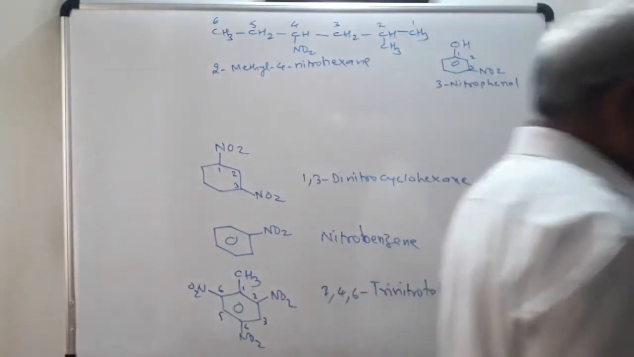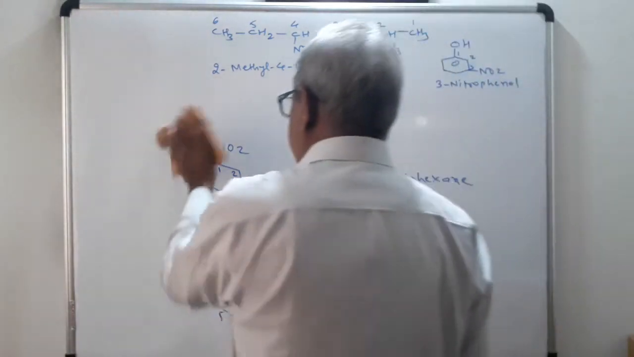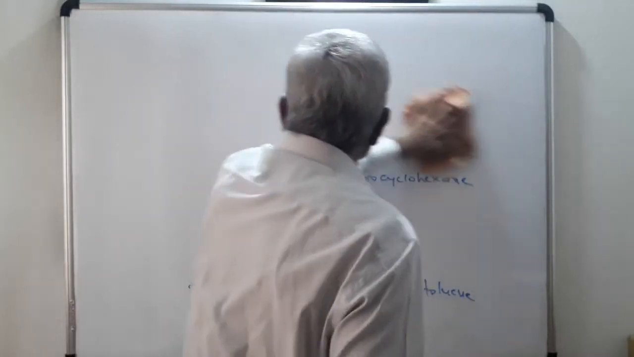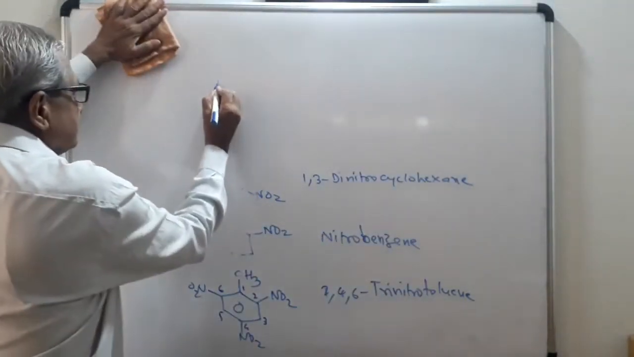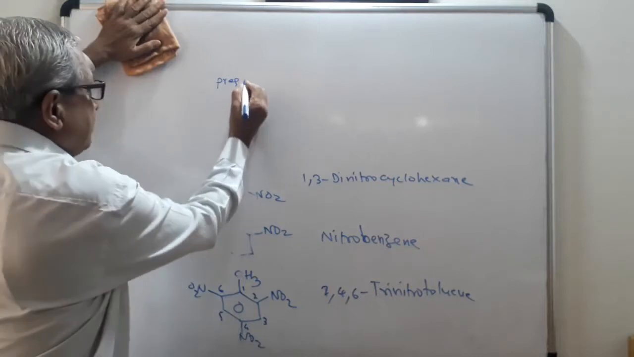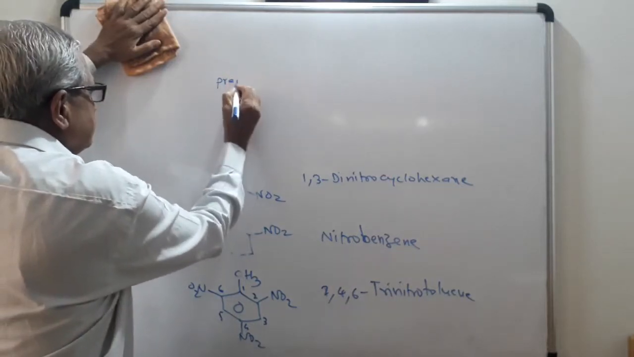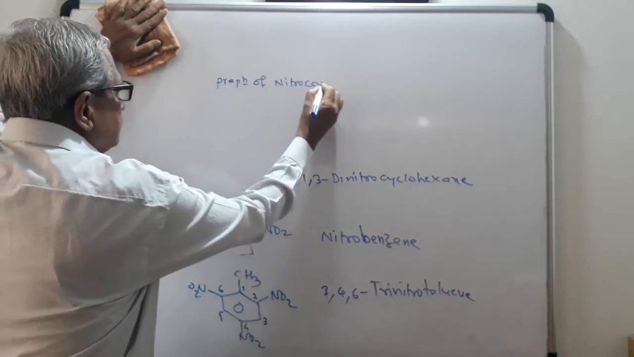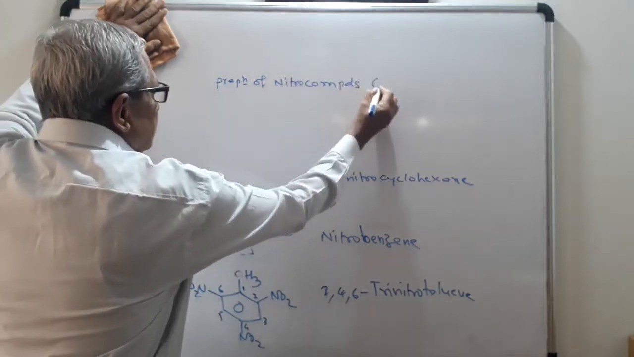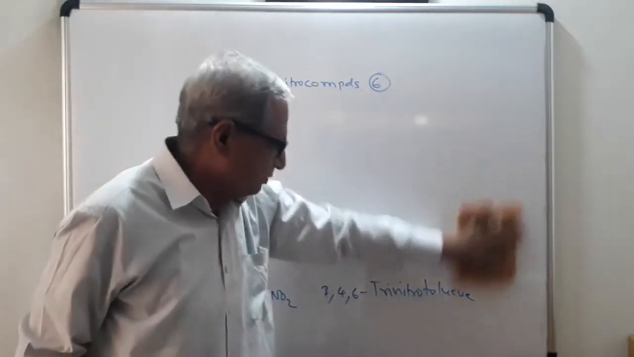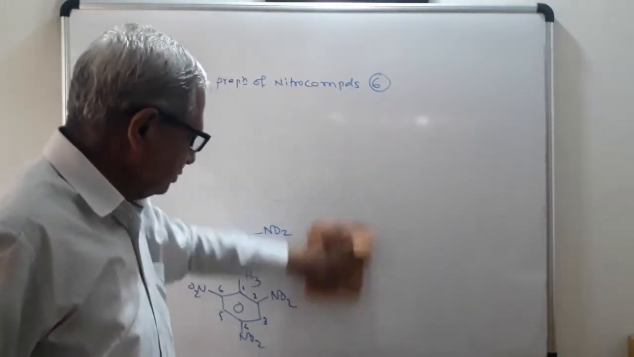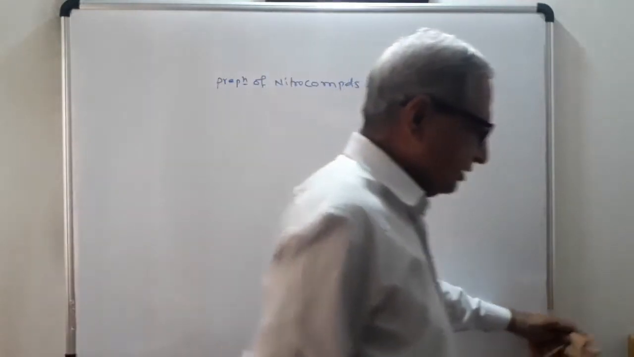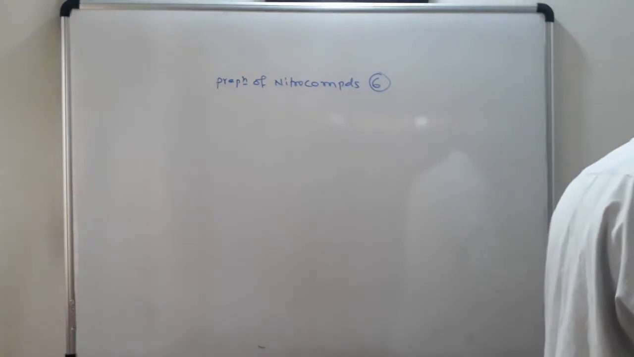Now we are going to start here preparation of nitro compounds. So give the title, preparation of nitro compounds. In this case, you have to learn the 6 methods for the preparation of nitro compounds. So first I will explain nitration of alkanes. First method, by nitration of alkanes.